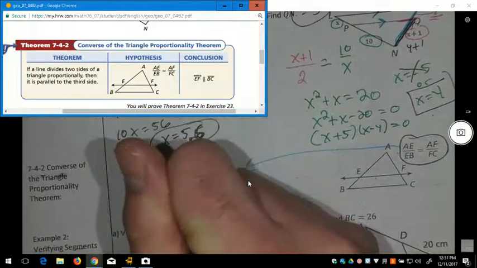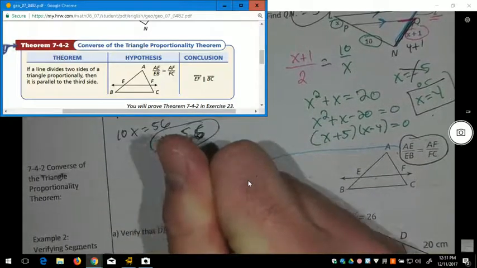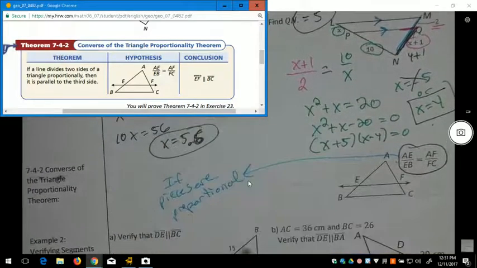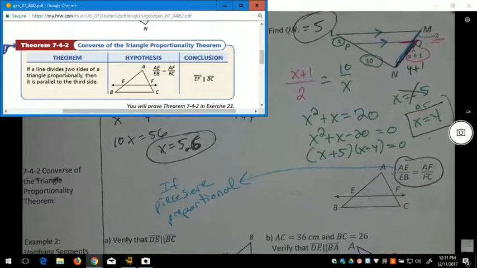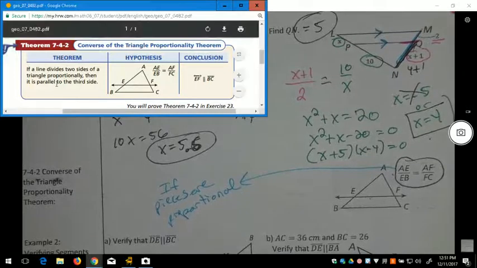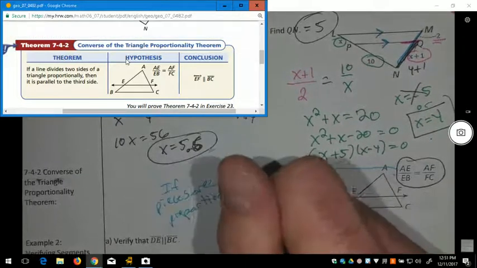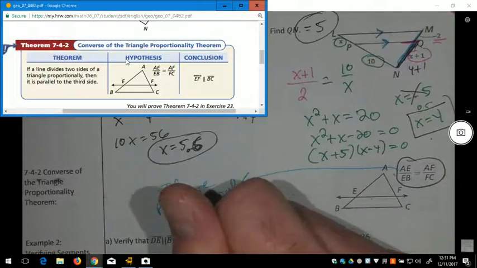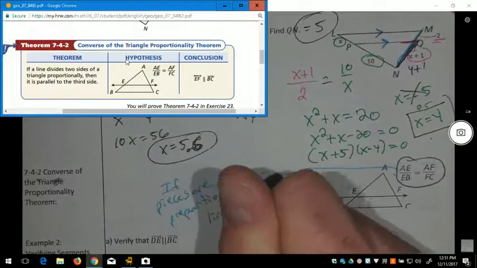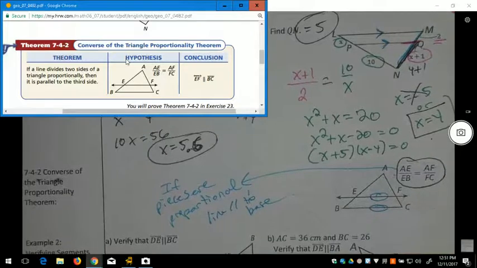If the pieces are proportional, again, the pieces we're referencing as written right here, from A to E, E to B. If a line divides two sides of a triangle proportionally, then it is parallel to the third side. So if the pieces are proportional, then the lines are parallel. Then the line is parallel to the base. So we're going to conclude that EF and BC are parallel.